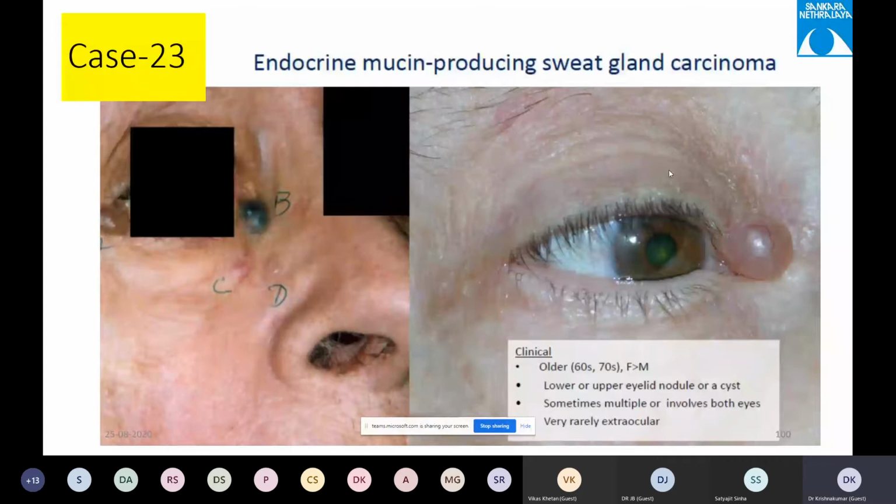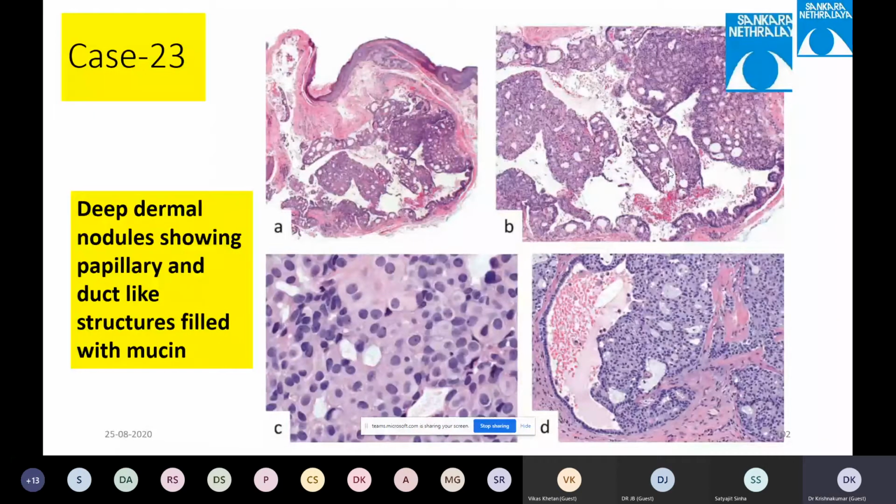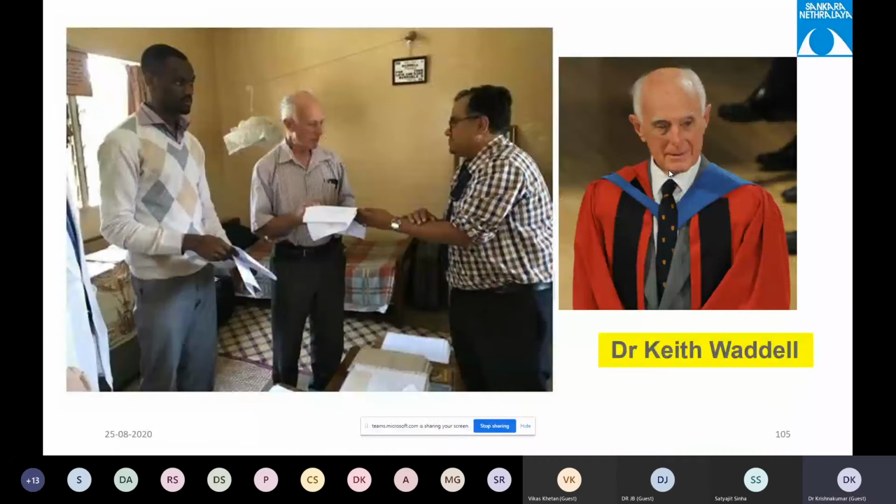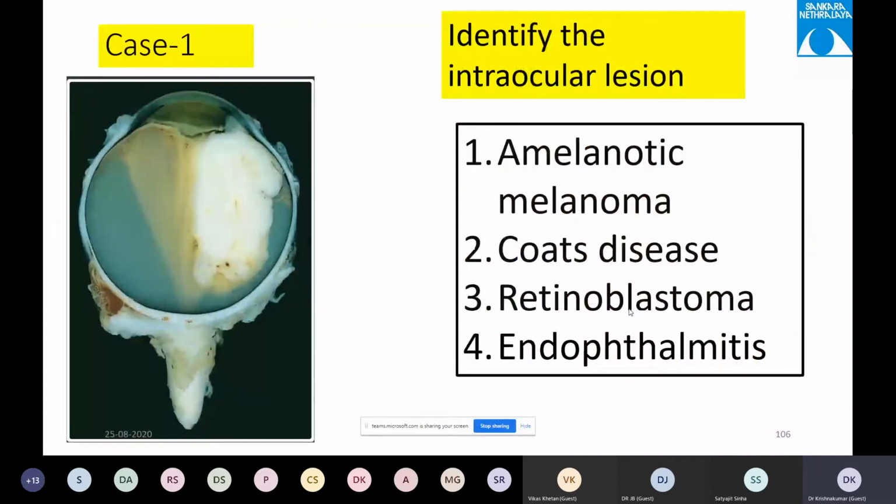That's very important. Then come to intraocular tumors. This is once again, I must tell, thanks to Dr. Vikas Khetan. This is Dr. Keith Waddell, we saw him in Roraro Eye Hospital, a very great person. He has sacrificed his entire life for the management of retinoblastoma kids. One of these days, Vikas Khetan will share his trip to Uganda and how it was a great opportunity for people like me to meet a great person like Dr. Keith Waddell.